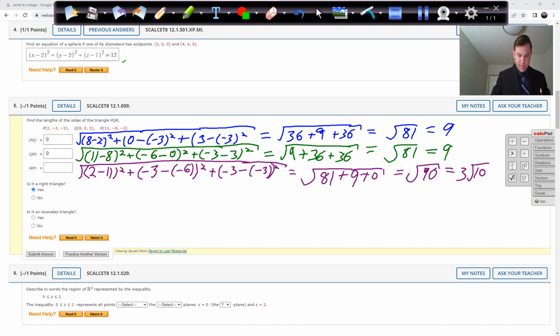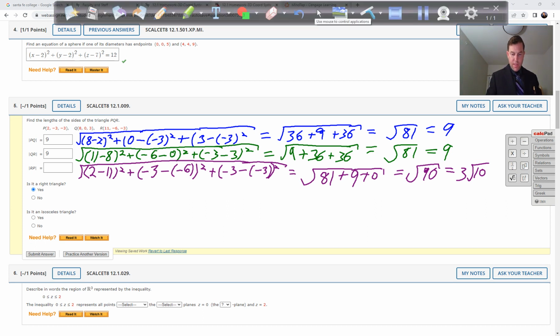Yeah, I don't see how that's going to get us anywhere, but so is it a right triangle? It would be a right triangle if the Pythagorean theorem applied, but the biggest side is 3 root 10, and if you square 9 and square 9 and add them together, you get 162, which is not going to be the same as 3 root 10.